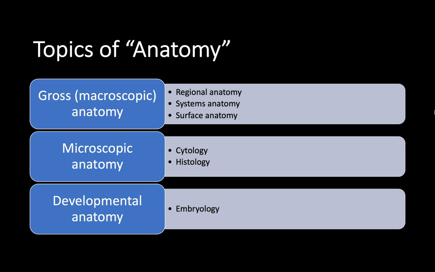Microscopic anatomy can include cytology and histology. Cytology is the study of cells, and histology is the study of tissues. Finally, we can think about developmental anatomy, and this is just anatomy from the perspective of development. In particular, we can think about embryology. This is the study of different stages and structures of the embryo and how they contribute to the important functions of the embryo during development.